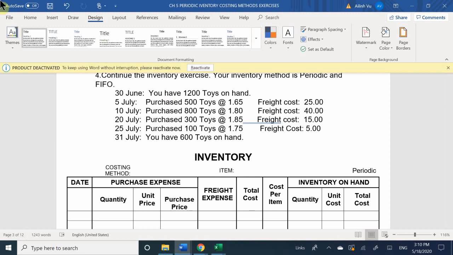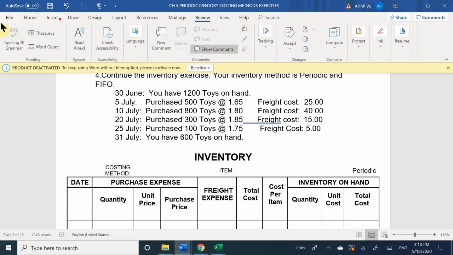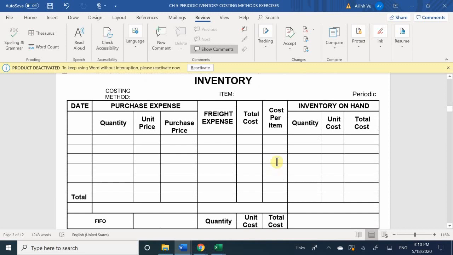You need to recognize that you have 1,200 units available on hand. Okay, so I'm going to put that here. So inventory on hand, we have a total of this plus 500 plus 600. For the sake of this example, we're just going to leave it as is, because it is first in, first out. So let's just make sure that we keep this going, okay? This was 7750, and this was 1080.